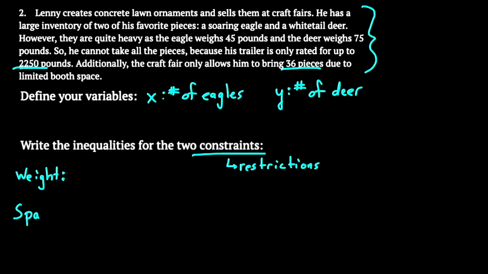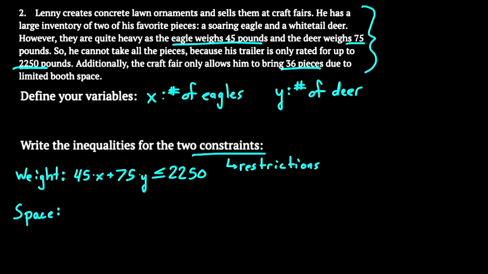So I guess you could say space or just number of items, and we can come up with inequalities for both of those. As far as the weight, we know that an eagle weighs 45 pounds, so we'll say 45 times, and now we're saying the number of eagles is x. So now I can say 45 times x plus 75 pounds for each deer, so 75 times y. And if you add up this total amount of weight, that has to be less than or equal to 2,250 pounds, right? Because it can't be more than that.